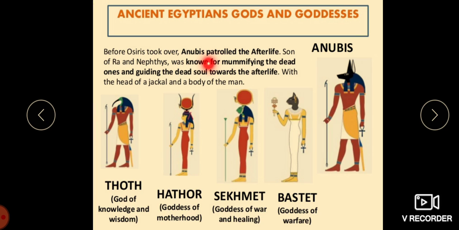Before Osiris took over, Anubis, Set, Thoth, god of knowledge; Hathor, goddess of motherhood; Sekhmet, goddess of war and healing; Bastet, goddess of warfare. So before Osiris took over, Anubis patrolled the afterlife. Son of Ra and Nephthys, he was known for mummifying the dead ones and guiding the dead soul towards the afterlife, with the head of a jackal and the body of a man.